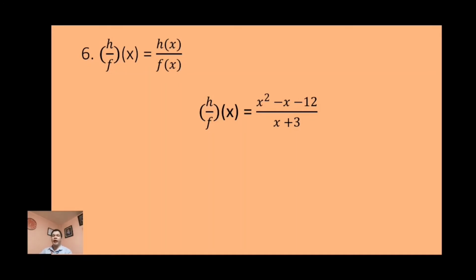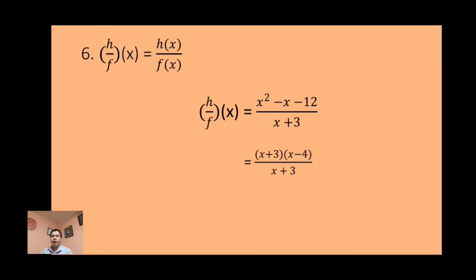Step 2, divide or factorization. Since the numerator is factorable, let's factor it out first in order for us to have the easiest way in dividing these functions. So what are the factors of x squared minus x minus 12? Quantity of x plus 3 times quantity of x minus 4 is the factors, divided by x plus 3.